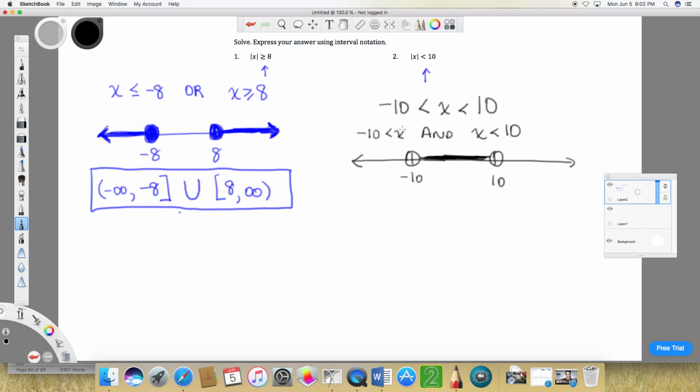I like to write these inequalities with my variable on the left-hand side. So I like to write that as x; the arrow is still pointing towards -10. So you can see that x greater than -10, I shade to the right. And at the same time, x being less than 10, I shade to the left. And that overlap, that intersection, is all the points that are between there. So to write my solution set, I'm from -10 to +10, excluding these endpoints.